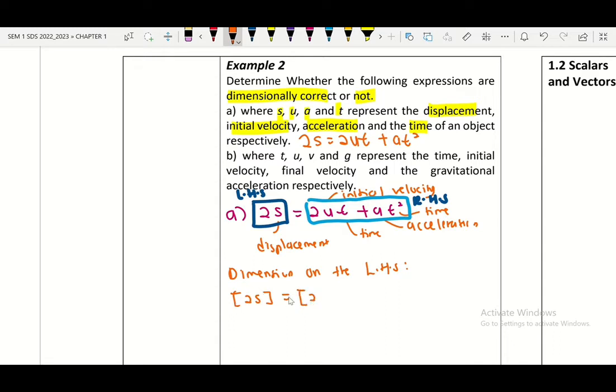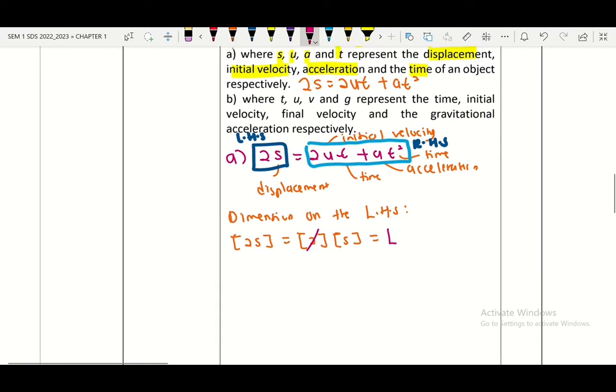So we break it down, there are 2 subjects, 2 and S. Does 2 have a dimension? It has no dimension, meaning it equals 1. The dimension equals 1, so we don't write equals to 1, we just leave it. But the dimension for displacement is L. So the dimension on the left hand side is L. Okay, let's look at the dimension on the right hand side.